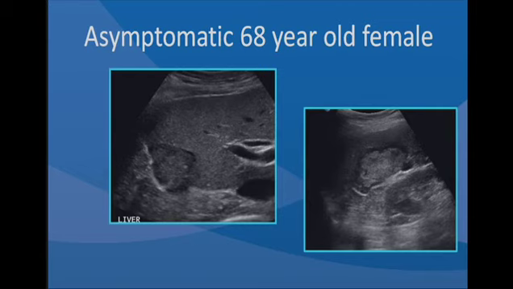So let's look at the other side of this coin. Here's an asymptomatic 68-year-old female with an unremarkable liver apart from a large mass lesion in the posterior aspect of the liver shown in sagittal and axial plane.